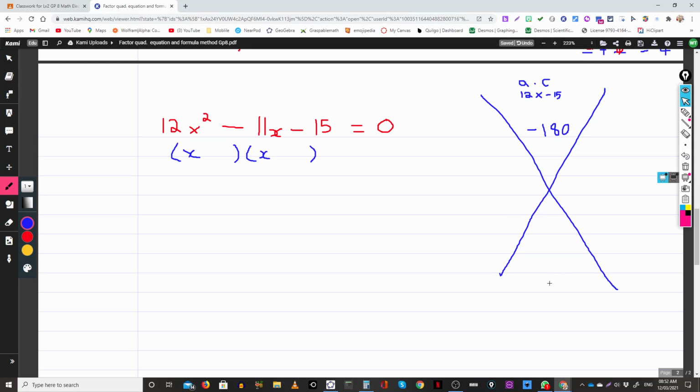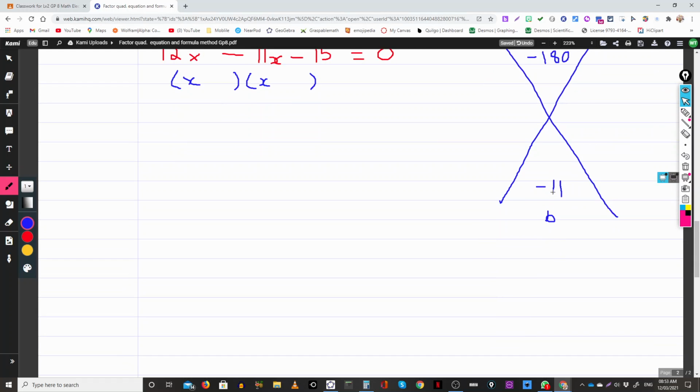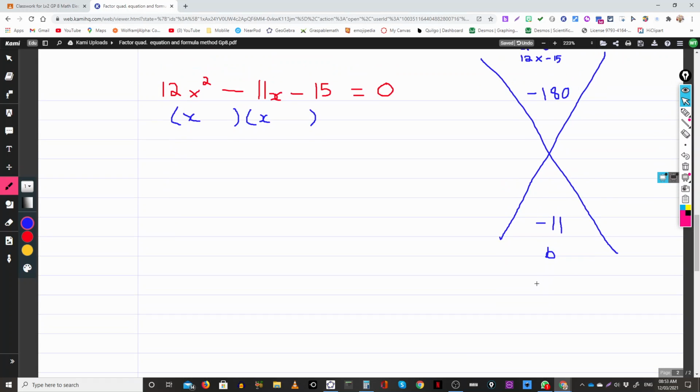Alright, and then we're going to put our b term at the bottom. What is our b term? Minus 11. So you see what I did? I multiply a and c and put my value up here, and my b term comes at the bottom. So I need two numbers which, when I multiply, give me the top number here, which is minus 180, and when I add, should give me minus 11.